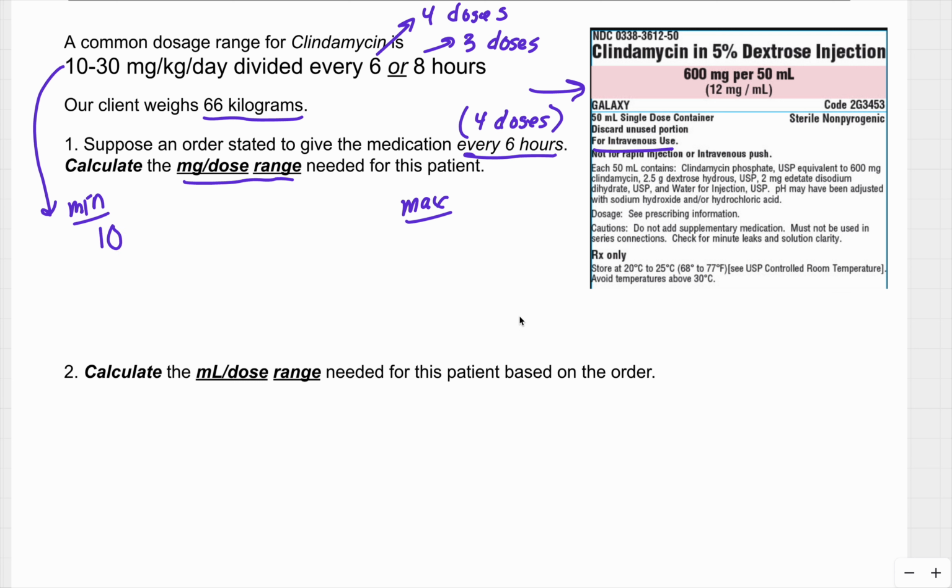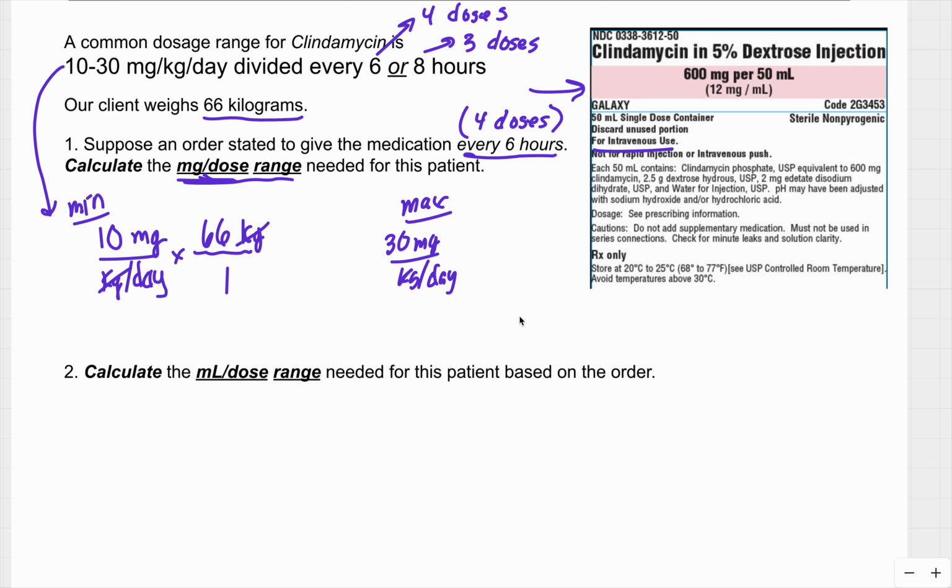Our minimum is 10 milligrams per kilogram per day. And the max is 30 milligrams per kilogram per day. What we need to do is to find the milligram per dose. So we have to convert each of these into milligram per dose. What I notice is that we have to customize this for this individual, meaning we have to multiply by their weight. So I'm going to just start with the minimum amount. Let's multiply by the weight, which would be 66 kilograms.